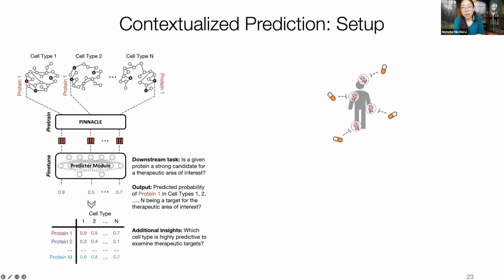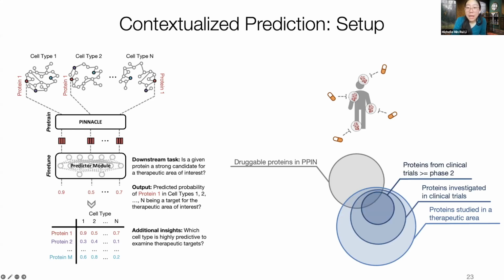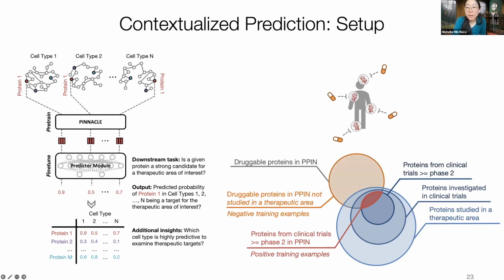So how do we define protein targets? First, we have our universe of druggable proteins in our protein-protein interaction networks. These are proteins that are nominal targets of existing drugs. A subset of those proteins are proteins that have been studied in our therapeutic area. A subset of those have been investigated in clinical trials. And a subset of those have been investigated in clinical trials that have at least completed phase 2 of clinical trials. And this becomes our positive training examples, as in they have a label of 1. And this subset of druggable proteins that have not been studied in our therapeutic area of interest becomes our negative training examples.